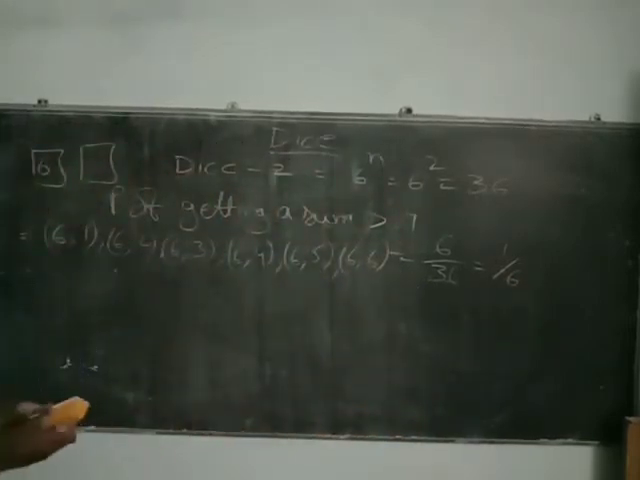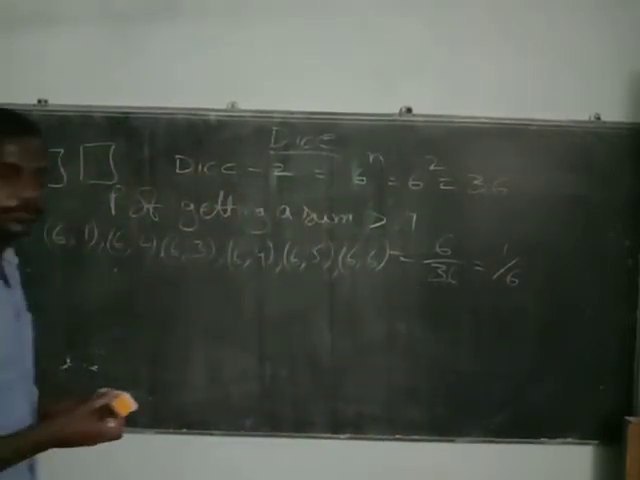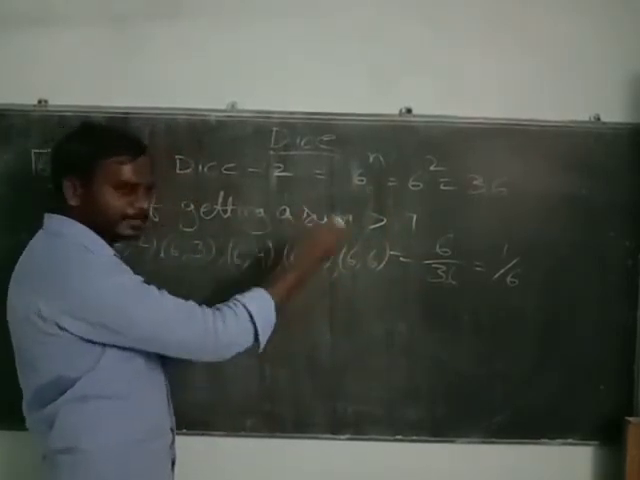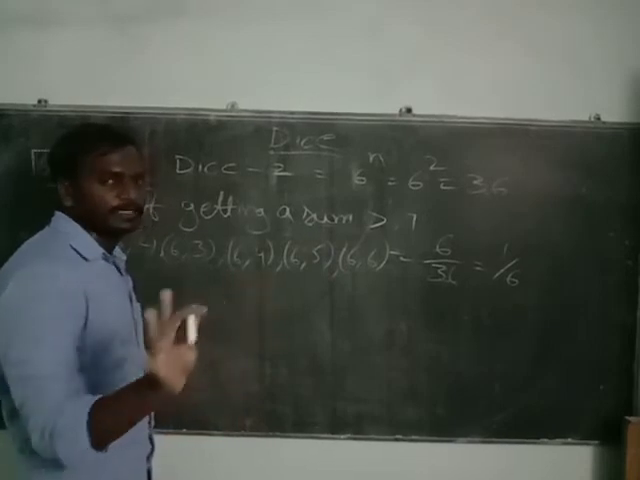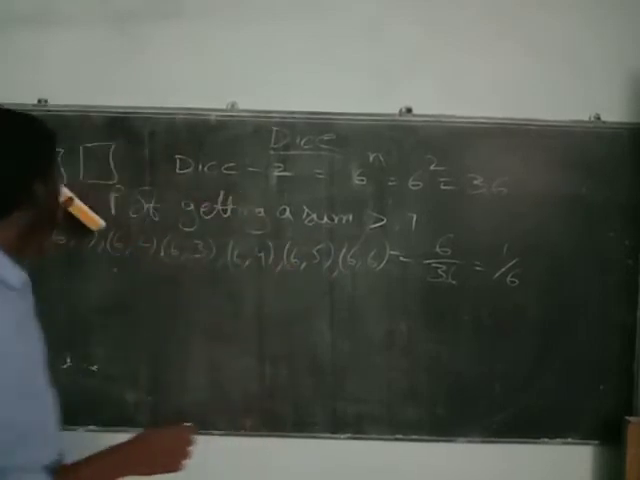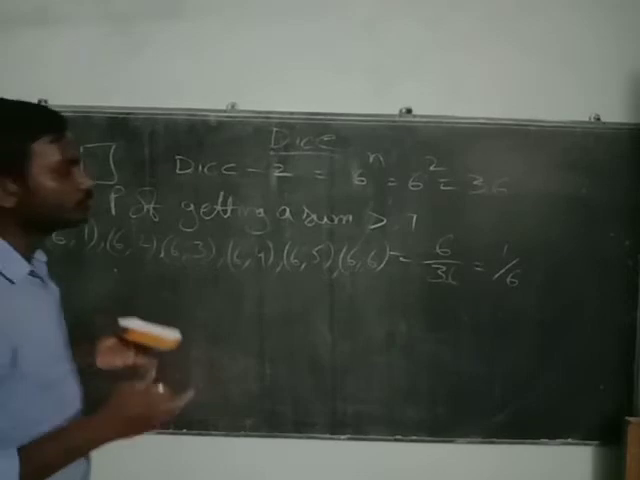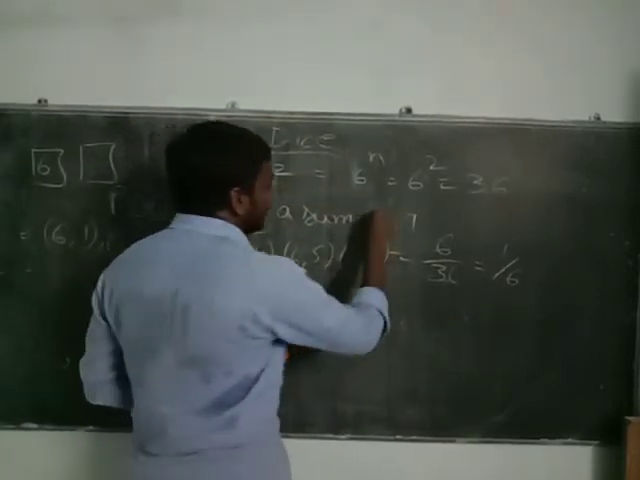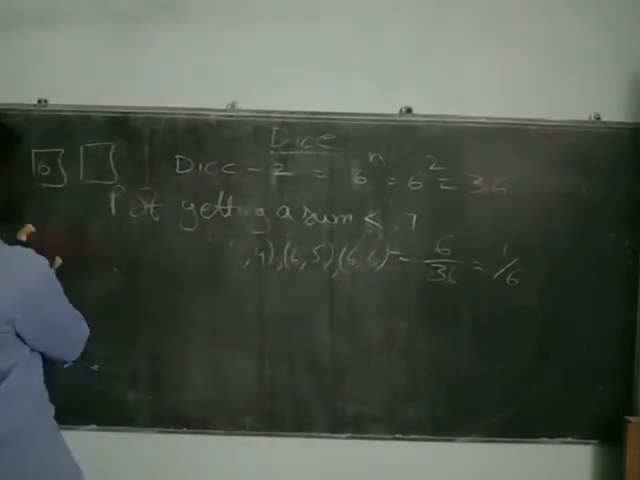Okay. Similarly, the question can also be asked as getting a sum which is greater than 8 or greater than 9. So whatever it might be, it can't cross 12. Why? Because adding 6 plus 6 is 12. So greater than 12 is not possible. Let me go with less than 7. Now I am going with less than 7.